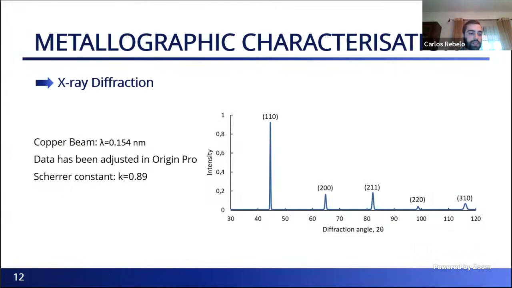An X-ray diffraction analysis was carried out. A copper beam was used, and the data obtained were adjusted in the OriginPro software, resulting in the diffractogram presented here. 5 diffraction peaks resulted, and the respective Miller indices are shown at the top of each one.